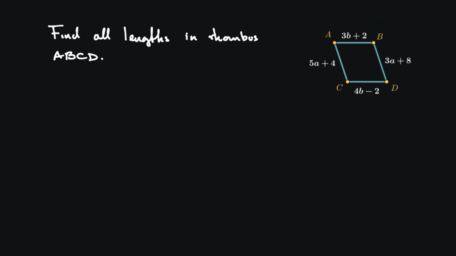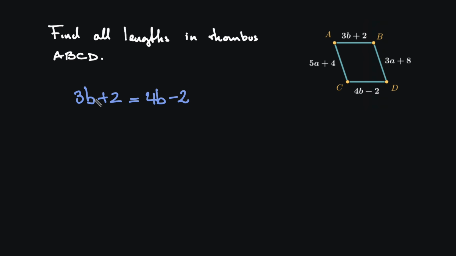Okay, so since we know that all sides are equal, we can take two pairs of sides and make them equal, right? These two sides have the same variable, so we can make them equal and try to solve that equation. So 3b plus 2 will be equal to 4b minus 2. Okay, and we can solve this equation using our usual algebra.